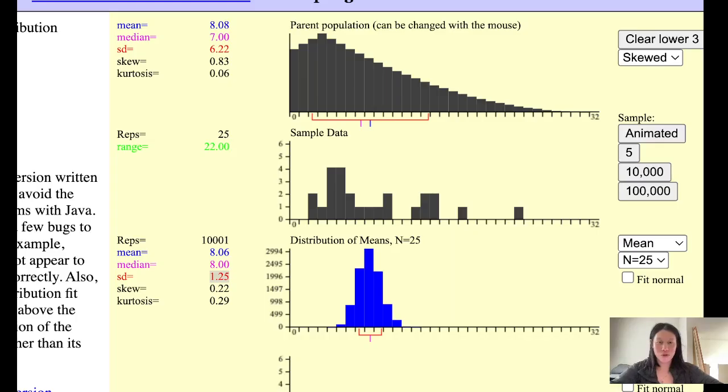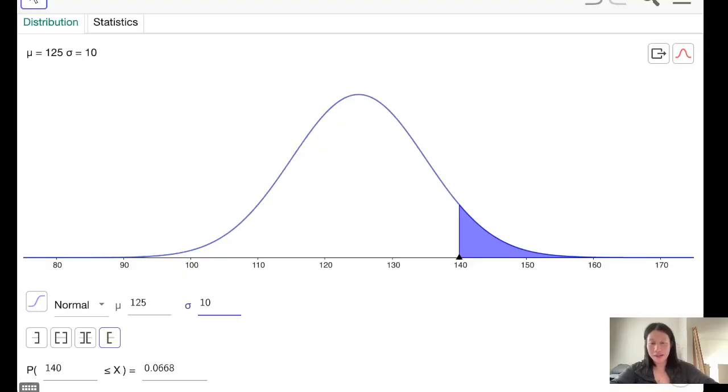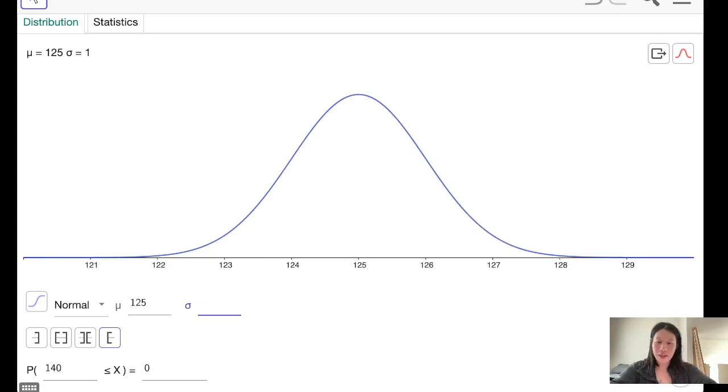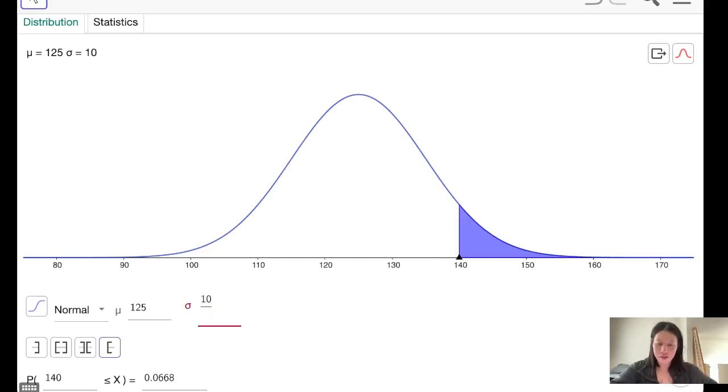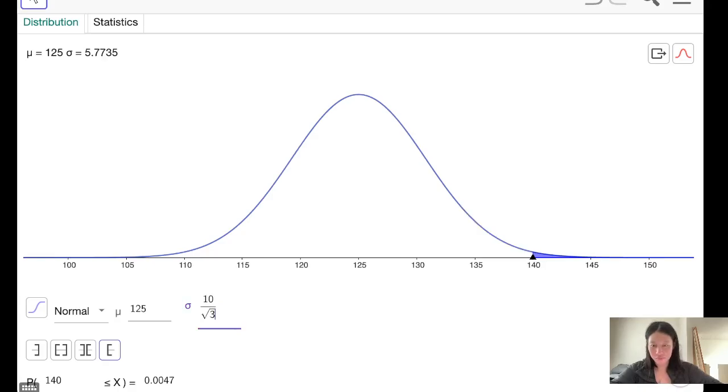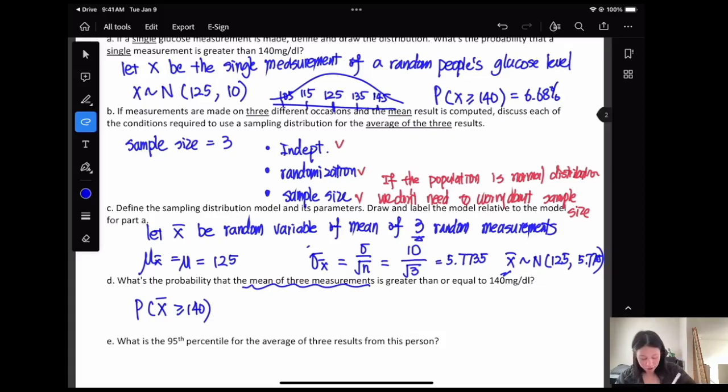Now we can use GeoGebra. Our mean will remain the same, but sigma becomes 10 divided by the square root of 3. And then we want to know if x is greater than 140. In this case, it is 0.0047. So we got 0.0047.